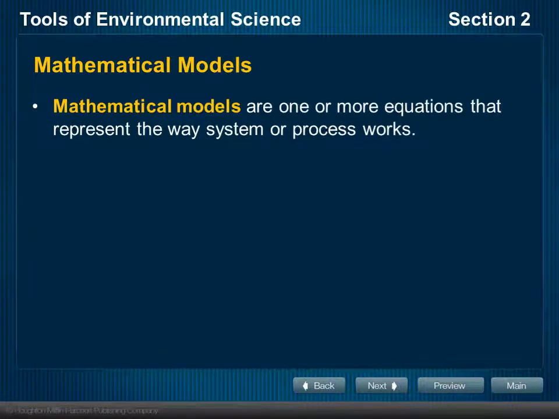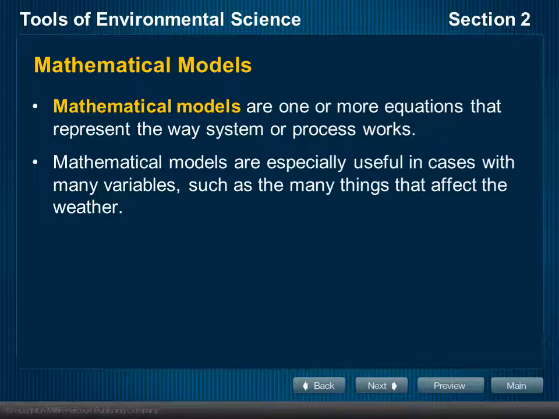Mathematical models. One or more equations that represent the way a system or process works. So now we're getting into something where we can have a scientific process, but we can describe that scientific process in terms of mathematical equations, the math behind it, and that's a mathematical model. When there are a lot of variables, mathematical models become very important, because we can plug the mathematical models into computers and let computers run the math. The most common example of this today is variables that affect the weather. There are innumerable variables that affect the weather.